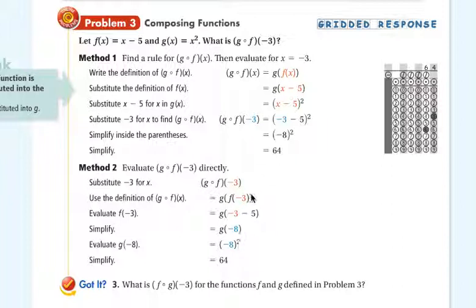Notice that you get the same answer two different ways. So if you got it, go ahead and try out that problem, and we'll see you back with problem 4.